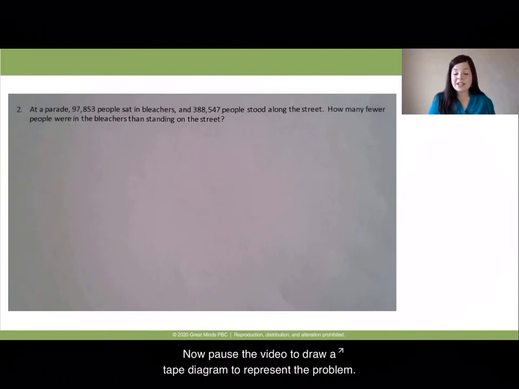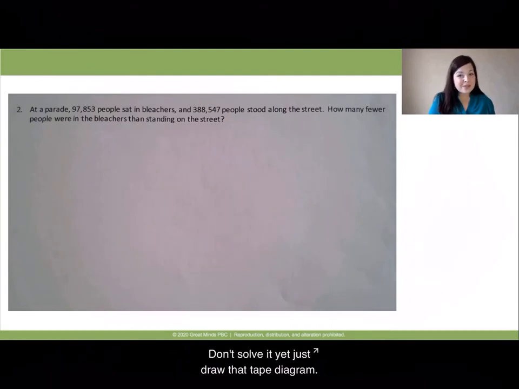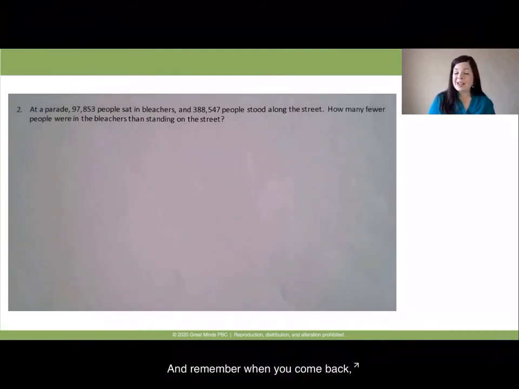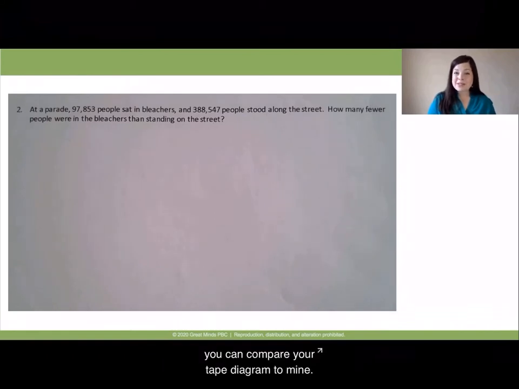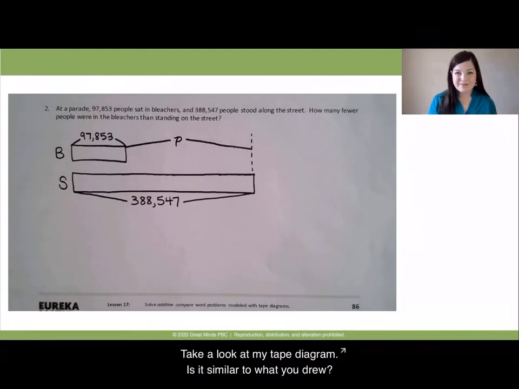Now, pause the video to draw a tape diagram to represent the problem. Remember to use labels and label the unknown using a variable. Don't solve it yet, just draw that tape diagram. And remember, when you come back, you can compare your tape diagram to mine. Take a look at my tape diagram. Is it similar to what you drew?